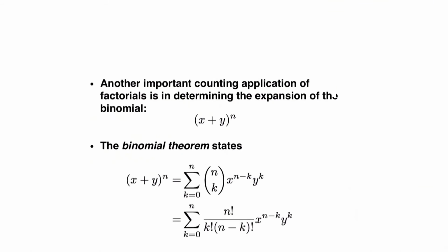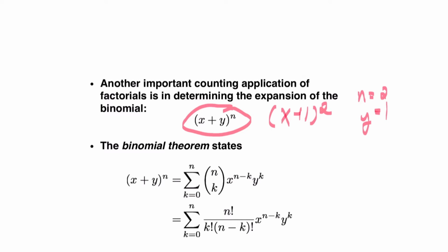We can use the binomial coefficient to discuss, well, binomials, things like this. So for example, x plus 1 squared. In this case, n would be equal to 2 and y would be equal to 1. But we can think of these all as variables if we like. The question this tells us is how to expand this.